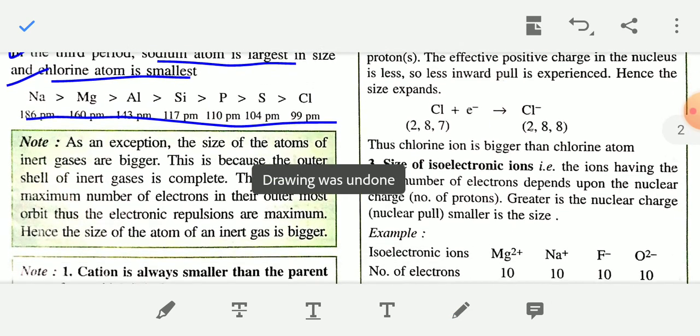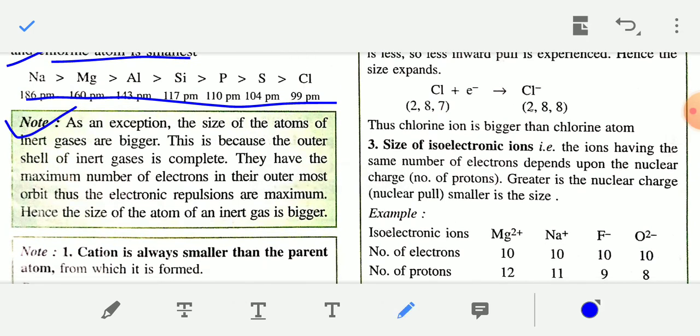Now see here it is written, and as an exception the size of the atoms of inert gases are bigger. This is because the outer shell of inert gases is completed. Okay, and they have the maximum number of electrons in their outermost shell.